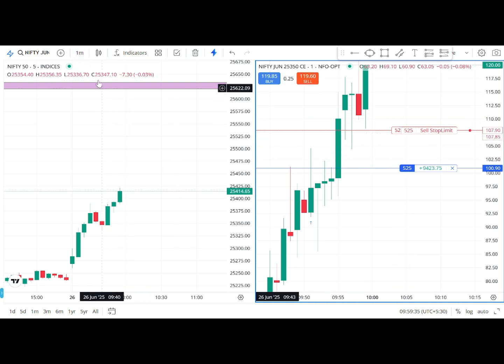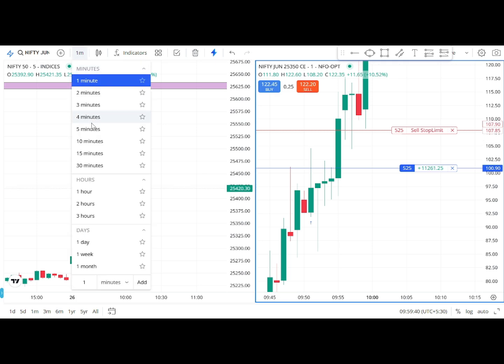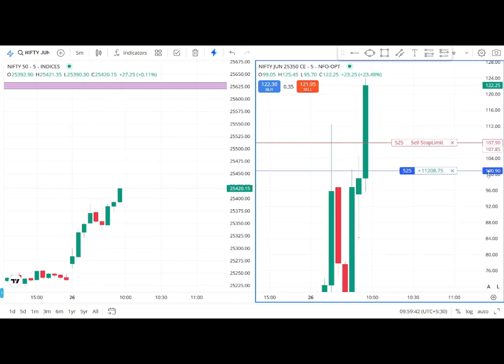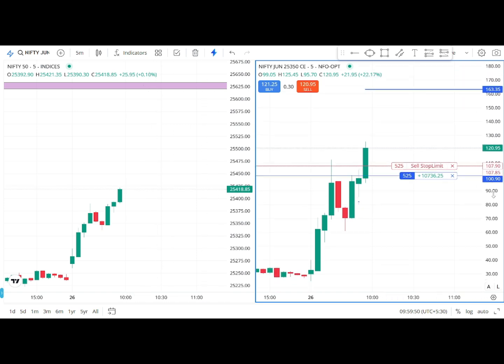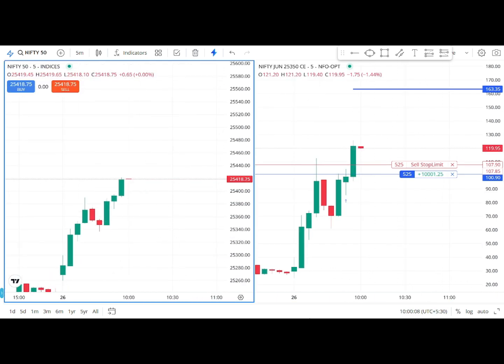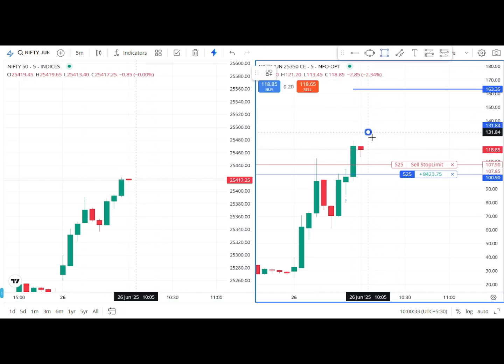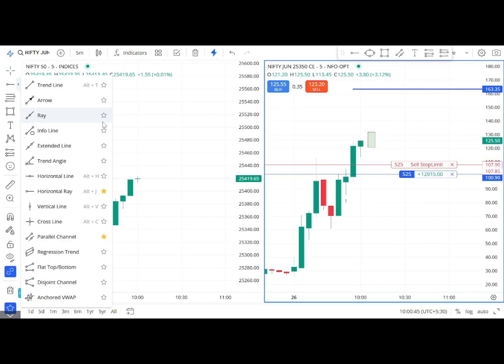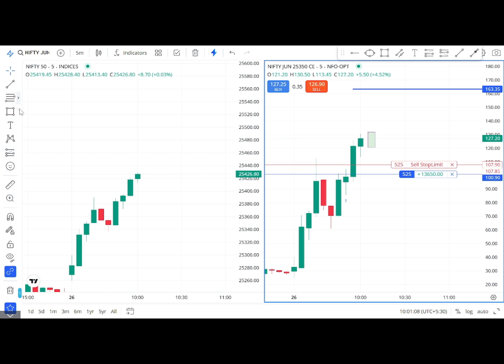So the main rule: never leave profits on the table. Try to cut losses as much as possible and try to hold your winning trades. Let's go. This candle closing green is highly confirmed, it's going to be bullish. So let's wait for the candle close.